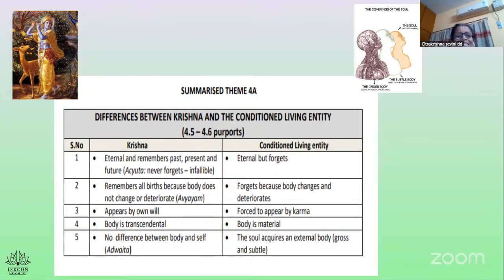But Krishna does not forget because he does not change his body. He is avyayam. His body does not deteriorate. His body remains ever transcendental. But our body deteriorates. You have all learnt that there are 6 kinds of changes in every body. Do you remember? The soul doesn't change, but there are 6 kinds of changes. What are they?